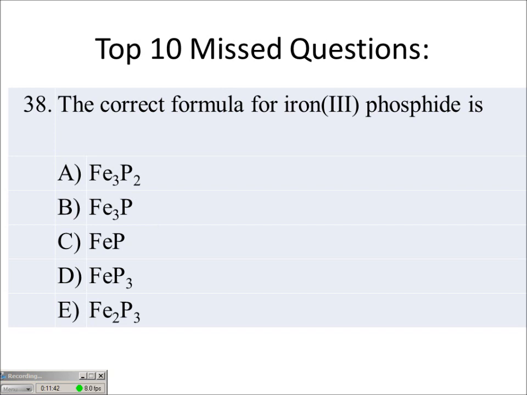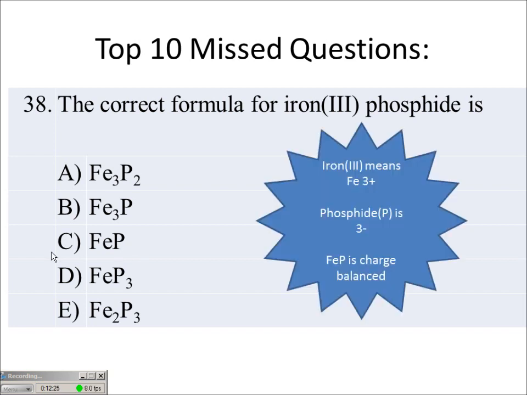The correct formula for iron 3 phosphide. Any ideas? Phosphorus is not the column that's right next to the noble gases, not the one that's next to that one, but it's the 3rd column from it. So it has to have a 3- charge. What's the formula going to be for iron 3 phosphide, since phosphide has a 3- charge? Will it just take 1 iron 3 to balance a 3- charge? So iron 3 means iron 3 plus, and phosphide is 3-, so it's just a 1-to-1 ratio that makes it charge neutral.